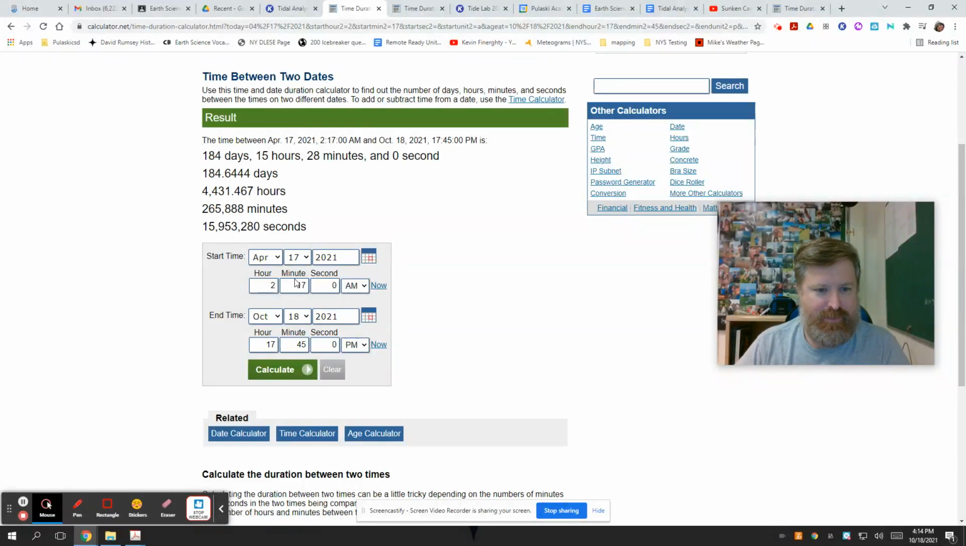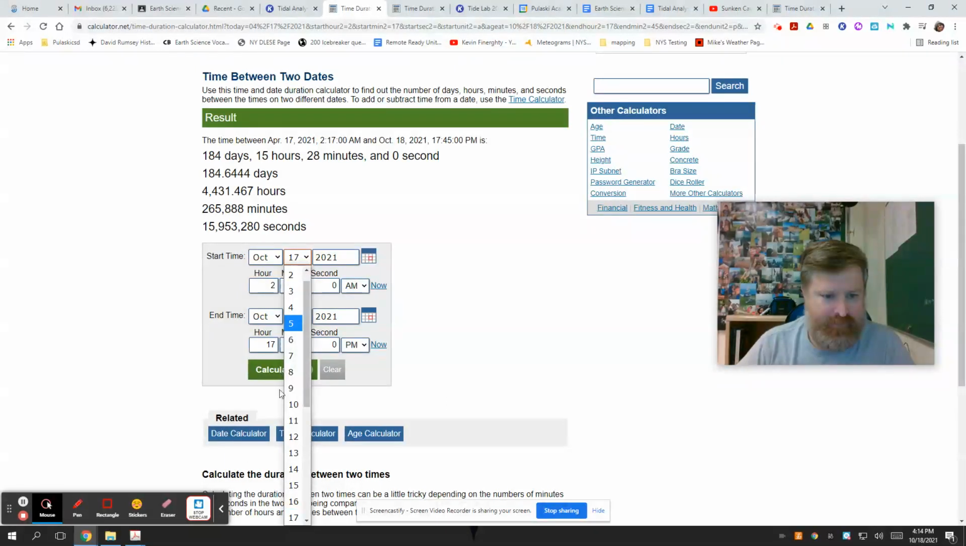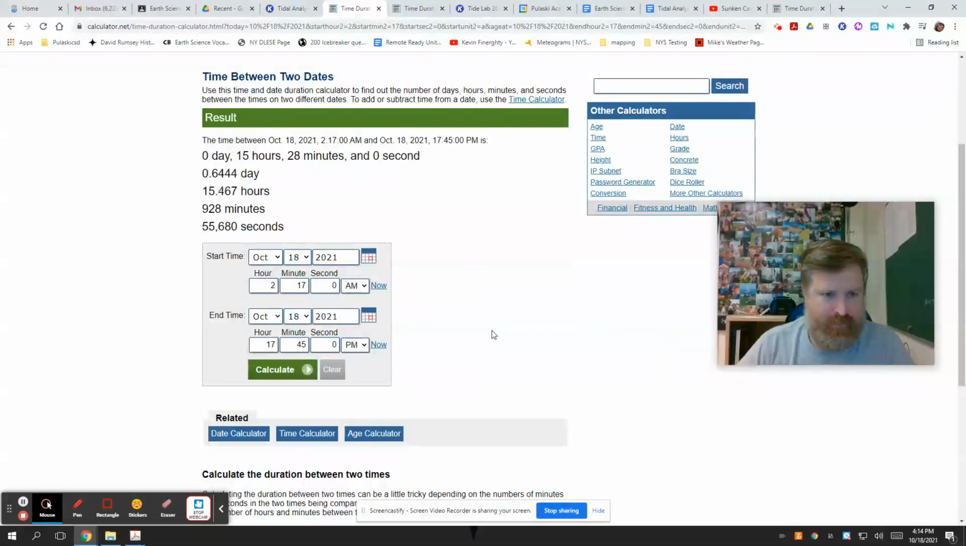Oh, look at that! I have different dates in there, but anyway, it'll tell you the right answer. So on October 18 at 2:17 in the morning to 17:45 in the afternoon, which is really 5:45, 15.467 hours passed. That's going to make your life easiest by using this time calculator.